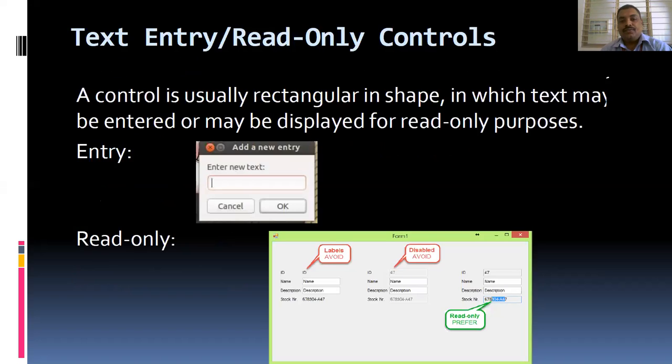For example, look at this screen. Here you have an option to enter the new text, or enter the name, or enter the institution name. Some kind of inputs that particular dialog box will receive. So that is going to be saved in the backend form. Okay. What it means is that the control is usually rectangular in shape, in which text can be entered or may be displayed for read-only purposes.